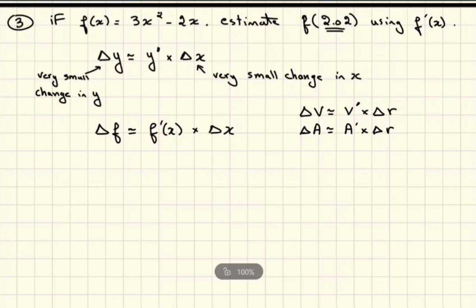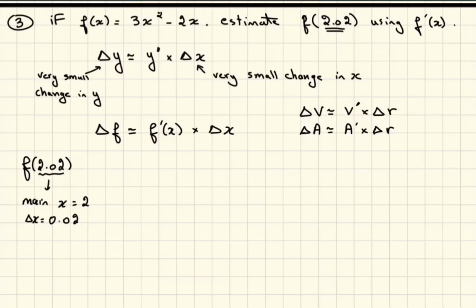Now, back to this question. I want to calculate F of 2.02. Clearly, the main X, this is not the main one. This is after the change we got X to be 2.02. The main X was only 2, and the small change we had is the 0.02. So delta x basically is the 0.02.